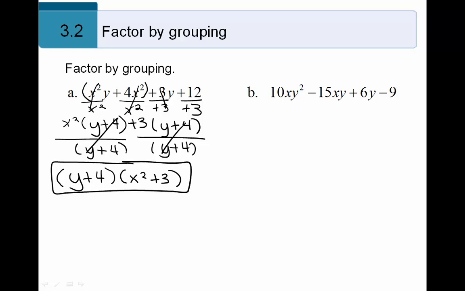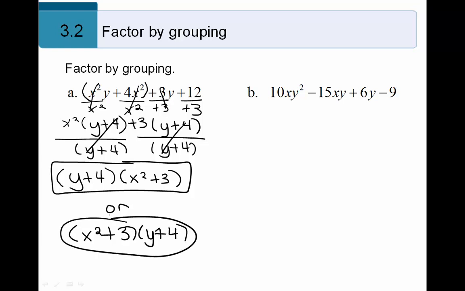Now recall in Unit 2 that if we are multiplying 2 binomials together, we could use FOIL, first, outer, inner, last, and distributing. And if you did this here, you would end up with what you started with at the beginning if you wanted to check your answer. So our answer is y plus 4 times x squared plus 3. Or, of course, you could write x squared plus 3 multiplied by y plus 4. And that is a plus sign right there.